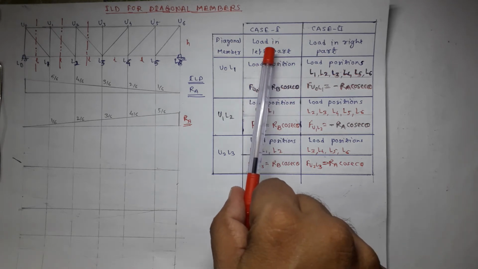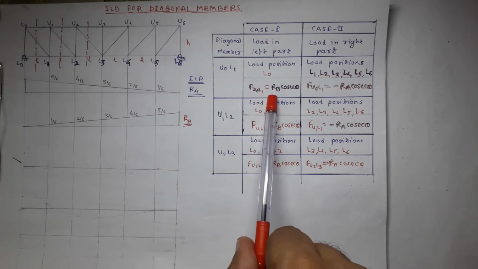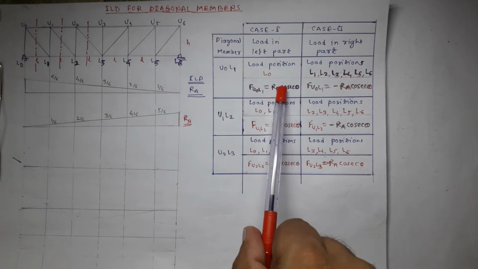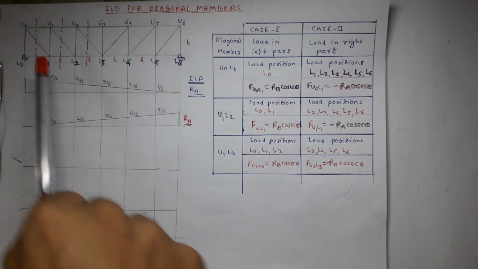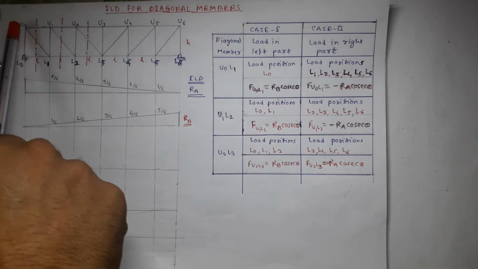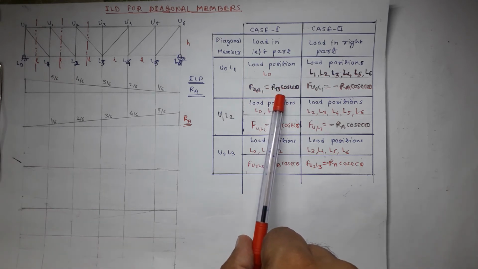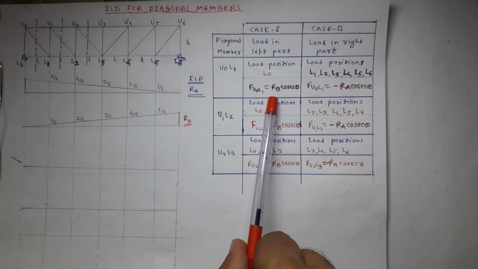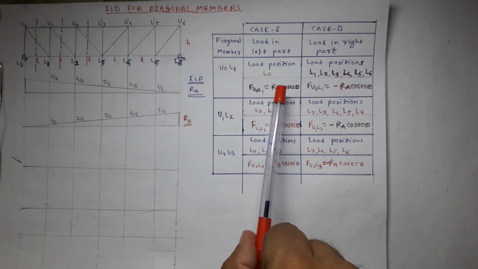So remember it well, when the load is in left part, the force in the diagonal members is given by plus RB into cosec of theta. So everywhere you will see RB into cosec of theta over here. Now in case of these vertical members, in the previous video, the value of the force in these members when the load is in left part was minus RB. There in vertical members it was minus RB, whereas in diagonal members it will be RB cosec of theta. So negative and positive is there.